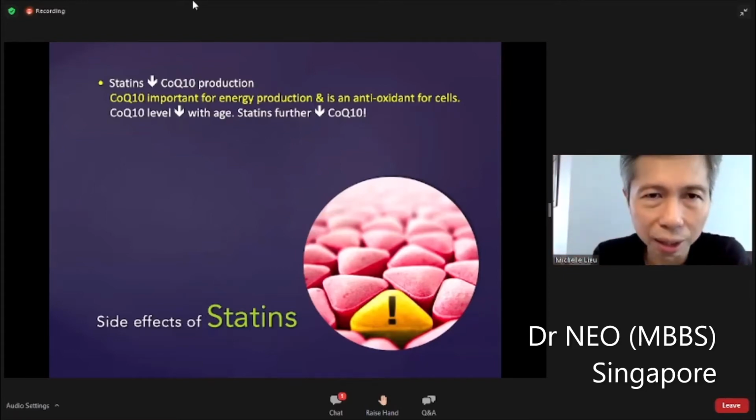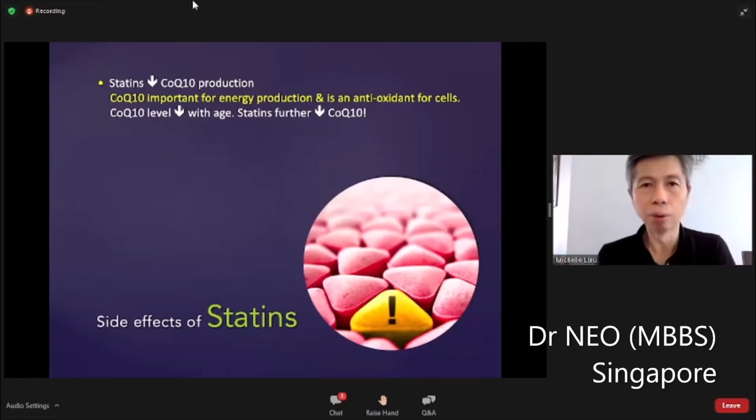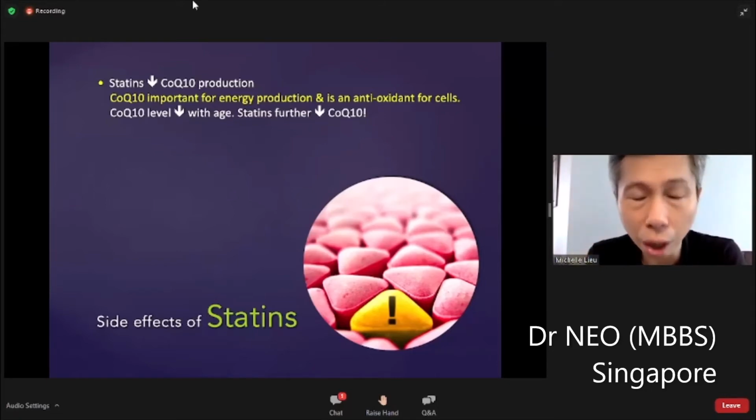So when the statins inhibit this particular enzyme, you inhibit not only cholesterol production, you also inhibit the production of coenzyme Q10. So what's coenzyme Q10, you may be asking? Well, guess what? Coenzyme Q10 is extremely important for energy production in a cell, in the mitochondria. It is this energy which powers the cell, which enables the cell to function normally. If your cells don't have this energy, guess what? The function of your tissue and organ will be affected.